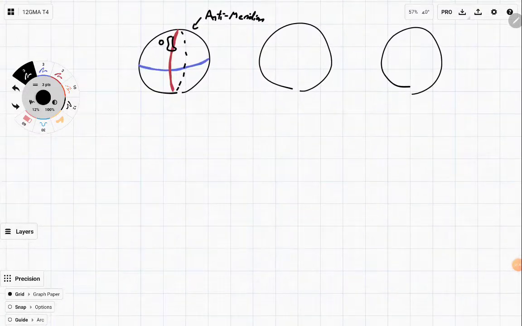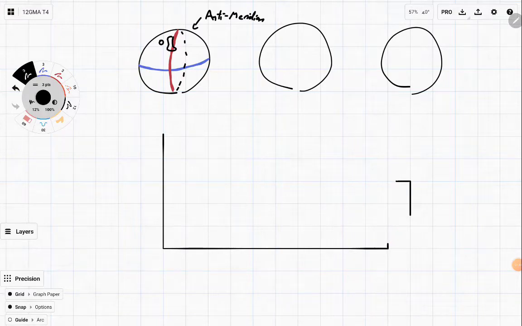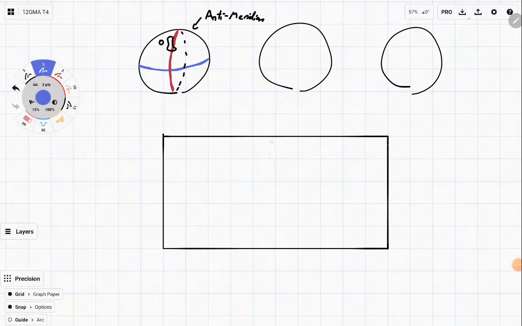On a flat map, it looks something like this. Most flat maps are drawn in this way, where you'll have the prime meridian in the middle, you'll have the equator running through, and then both of these lines on the far side are actually the anti-meridian.